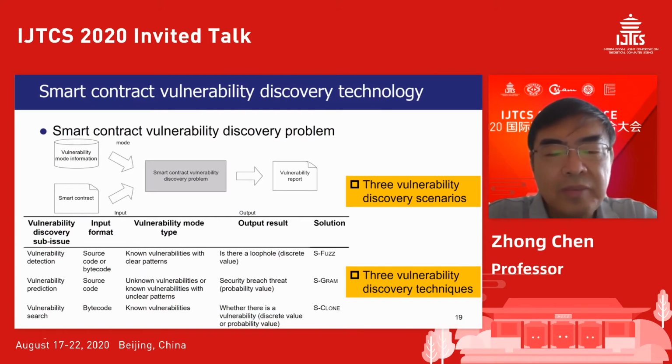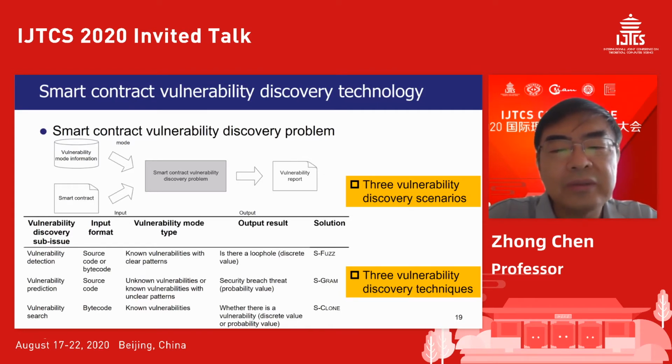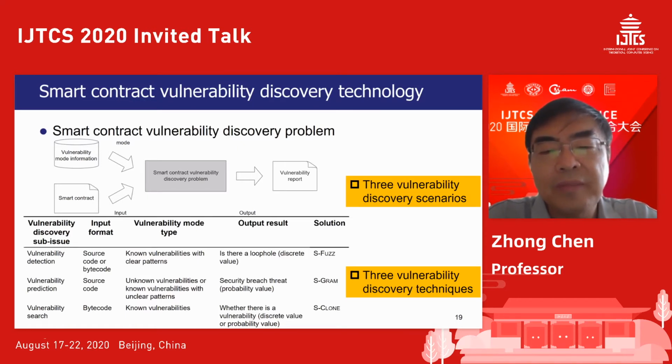For the third part, vulnerability search, the input format is bytecode. The vulnerability mode type is also known vulnerabilities. The output we expect is whether there is a vulnerability or not, which is also a discrete value or probability value. We call this solution clone.